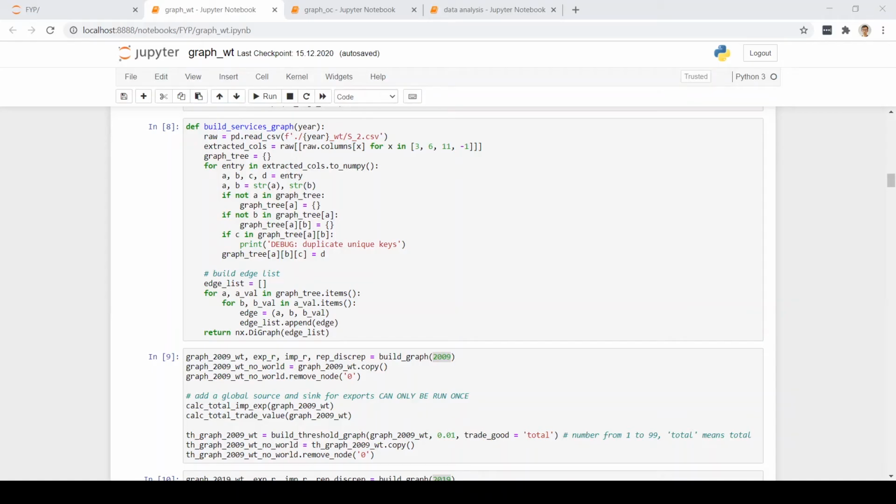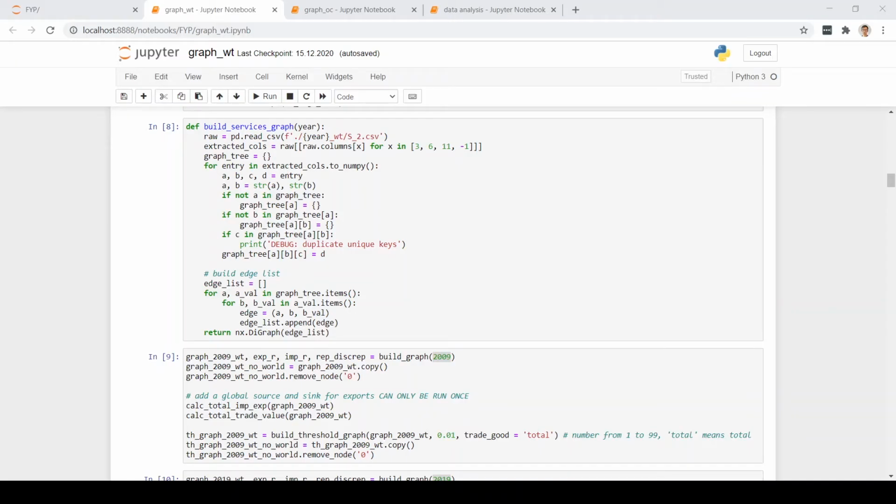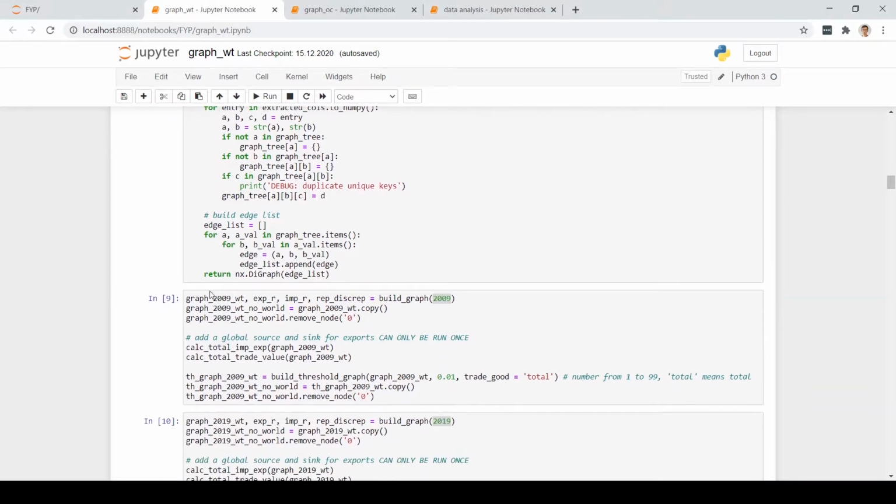Let's start with the graph of world trade. The graph of world trade consists of nodes representing countries and directed edges representing the export of commodity goods. Each edge has a total export value and export values for individual trade goods. The value is measured in US dollars. Here we see that the graph is built using this function, build_graph. A year parameter is passed in. There is data available for 3 years so far, which are 1999, 2009, and 2019.